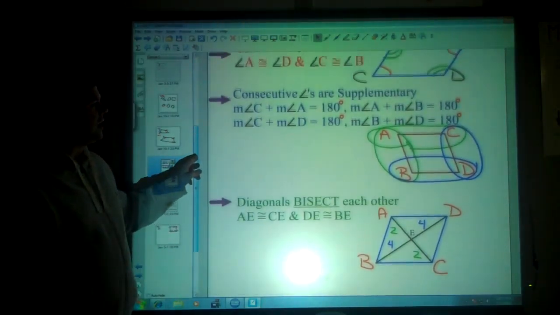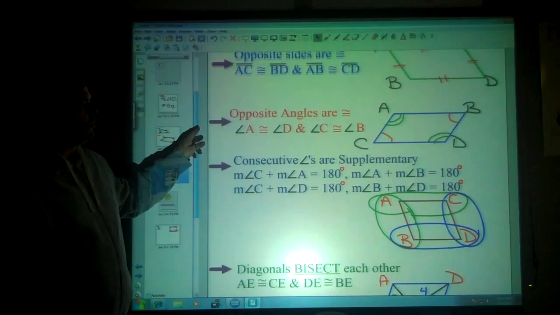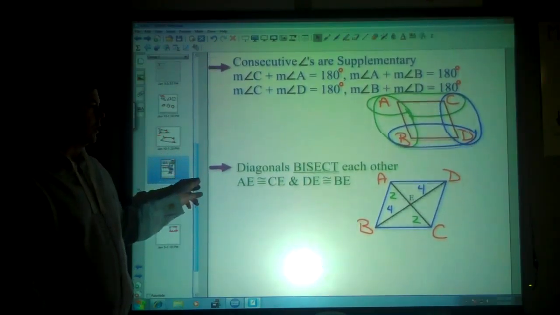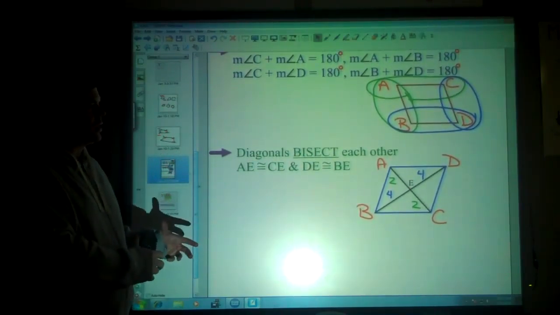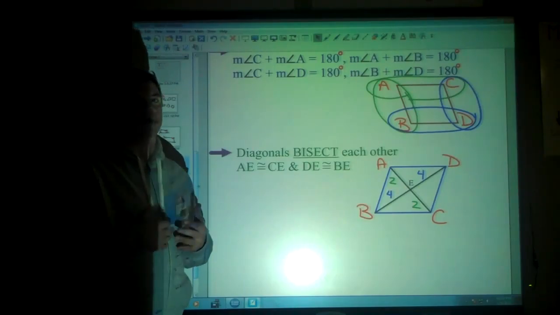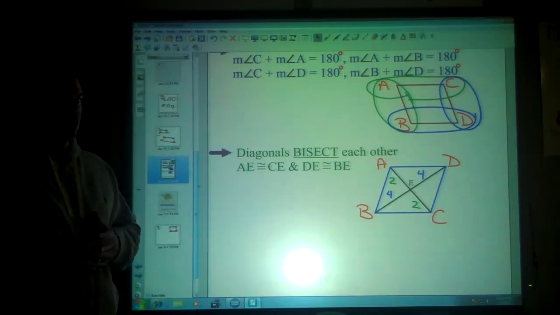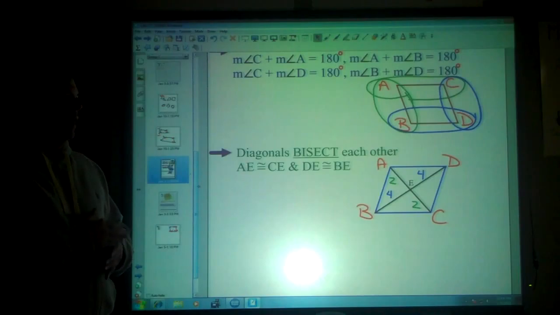So these are four facts that we know to be true for all parallelograms. And using that information, we can apply it to our shapes, and we can come to conclusions on values of angles and values of sides.